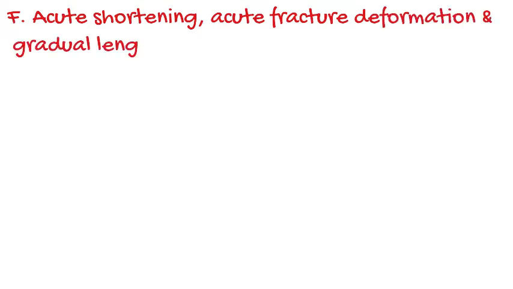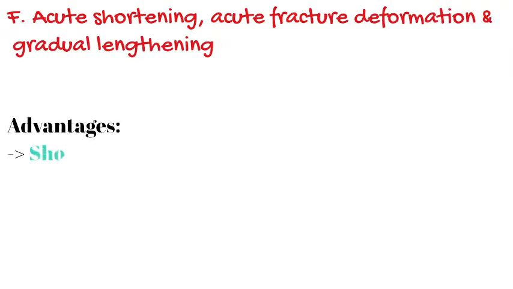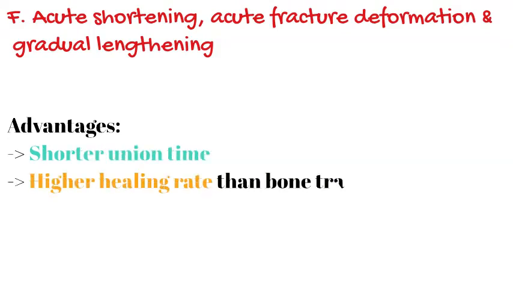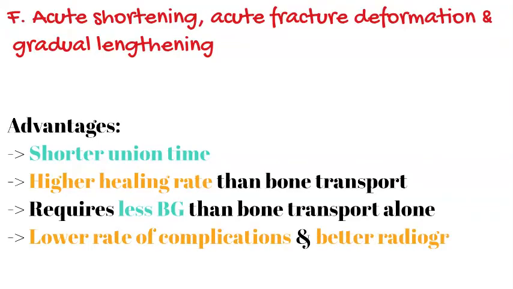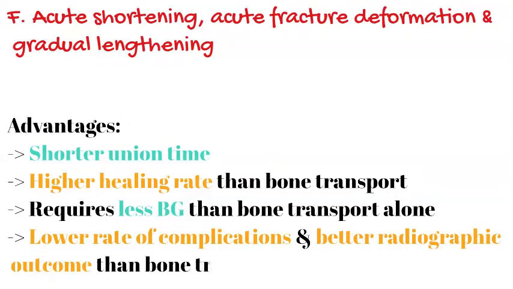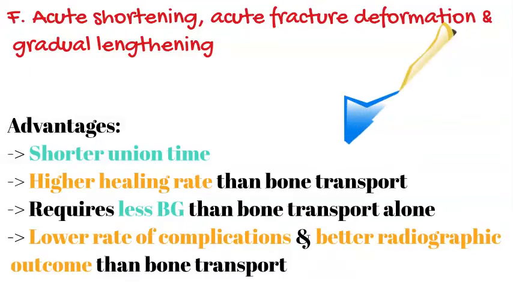Finally, F. Acute shortening, acute fracture deformation, and gradual lengthening. The advantages of this procedure are: there is shorter union time, higher healing rate than bone transport, requires less bone graft than bone transport alone, lower rate of complications, and better radiographic outcome than bone transport.